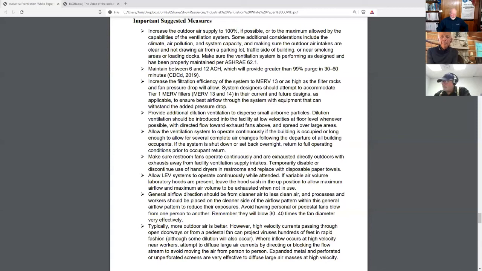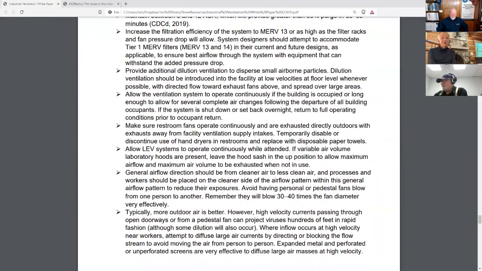Provide additional dilution ventilation to disperse small airborne particles. It should be introduced in the facility low and slow. Low and slow, I like that. Low and slow, yeah. Allow the ventilation system to operate continually if the building is occupied, for long enough to allow for several complete air changes following the departure of everybody from that building. If the system is shut down or set back overnight, return to full operating conditions prior to those occupants' return. We want to clear it out as much as possible.